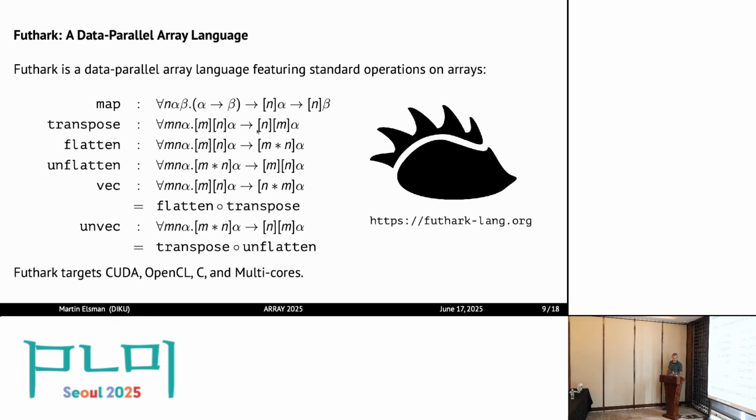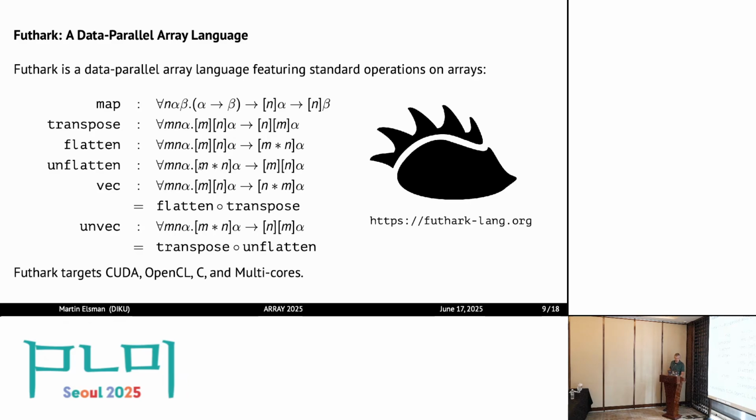For transpose, we can pretty much see that it will swap the two dimensions here. It takes an array of size m times n, and returns an array of size n times m. Now there's some special magic going on here with flatten and unflatten. It's not really magic; it has been worked out. And we use these kind of poor man's dependent types to deal with these kind of operations.